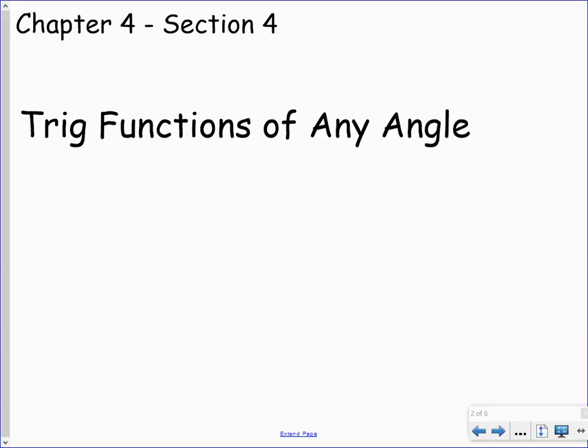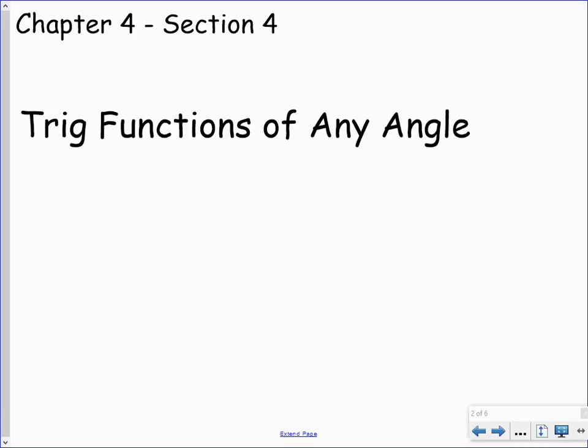So in this part of section 4, we are no longer restricted to our unit circle. So on tonight's homework, you shouldn't really need your unit circle as you're working on the homework, but I would definitely like set aside a little bit of time to quiz yourself over the unit circle so that you're looking at it every day. We want to find trig functions of any angle.